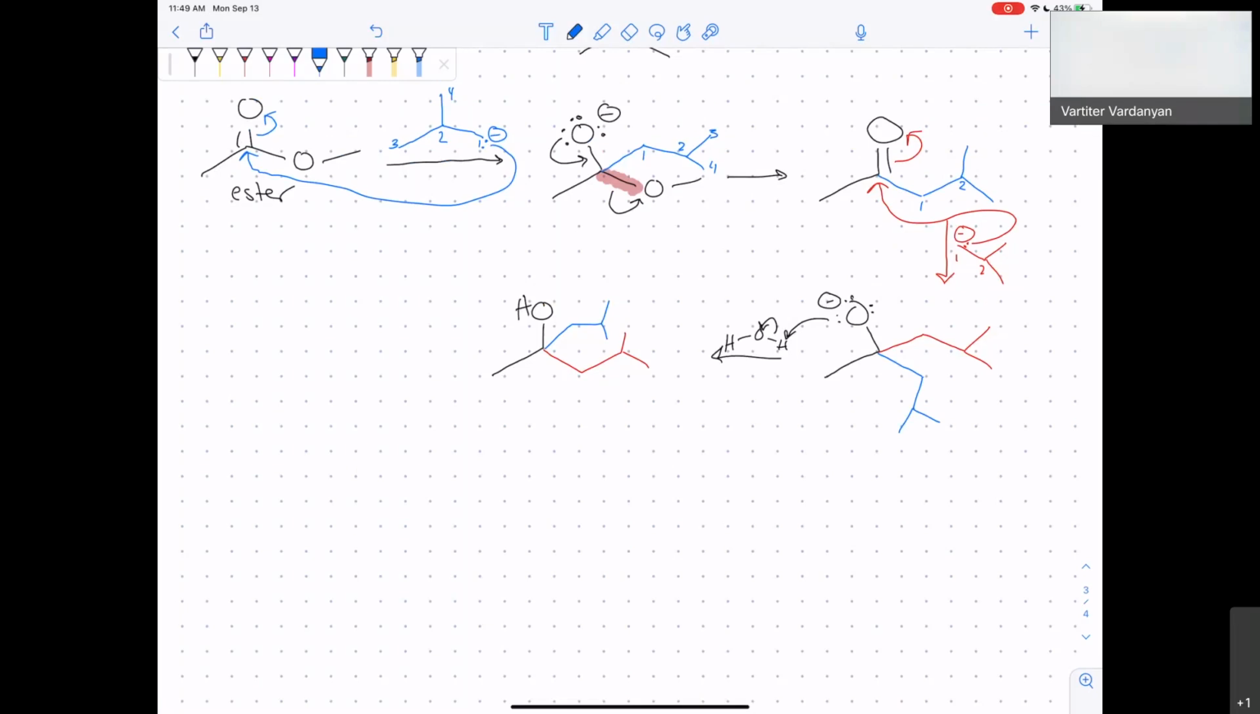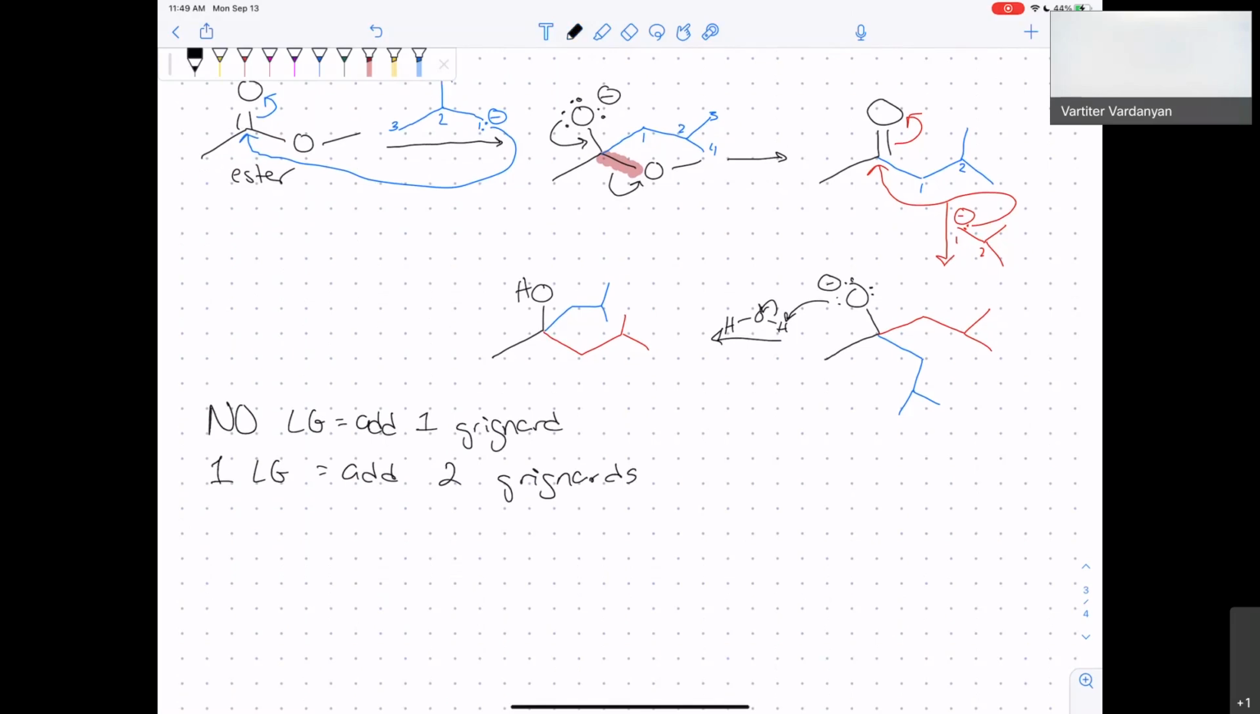So if you have this, the final answer is just going to be an alcohol plus two of these. If you have an aldehyde, it'll be an alcohol plus one of these. Yes, so no. One leaving group equals two. And then theoretically, if you had two leaving groups, you would add three.